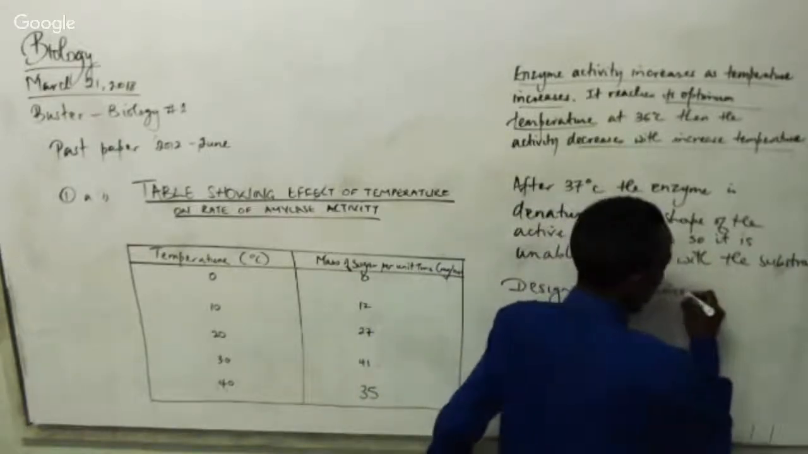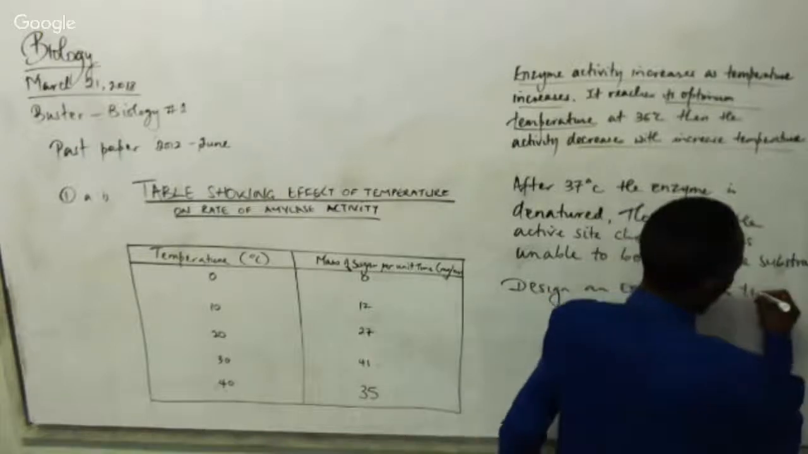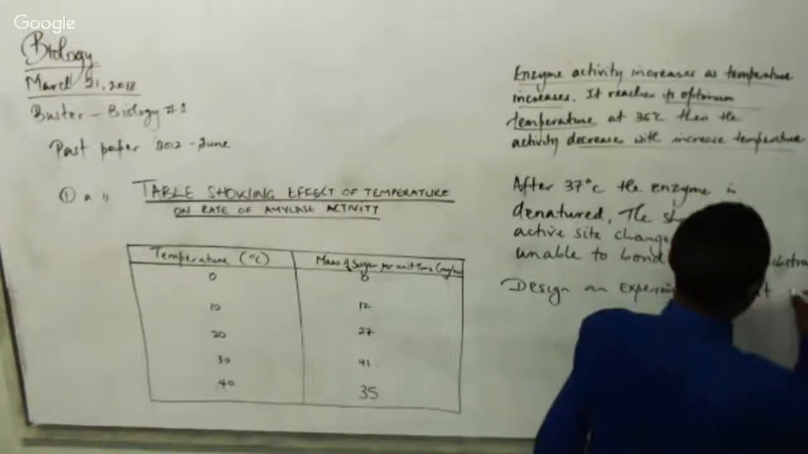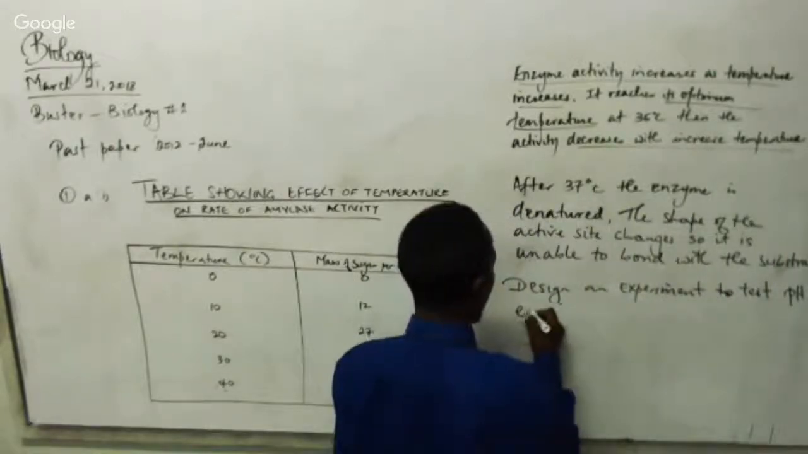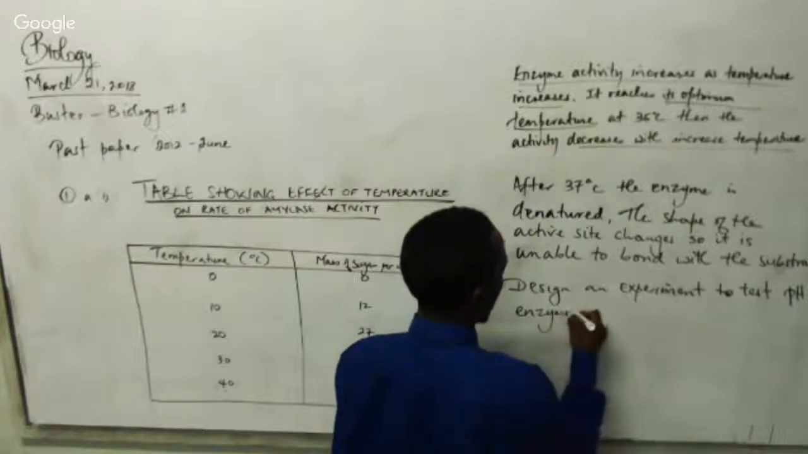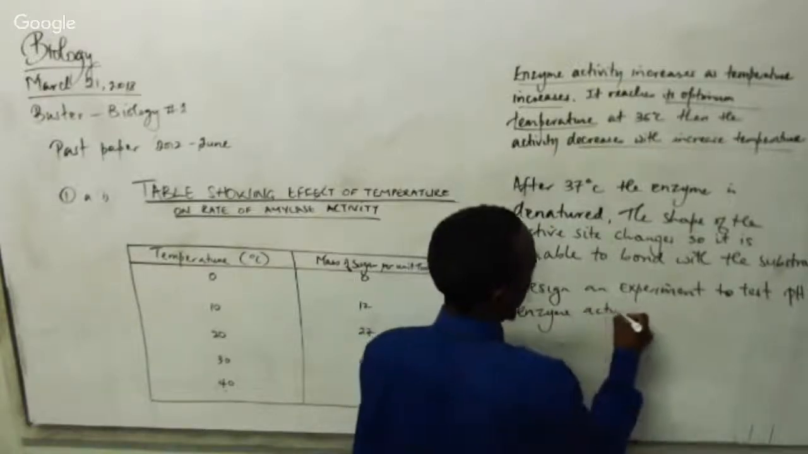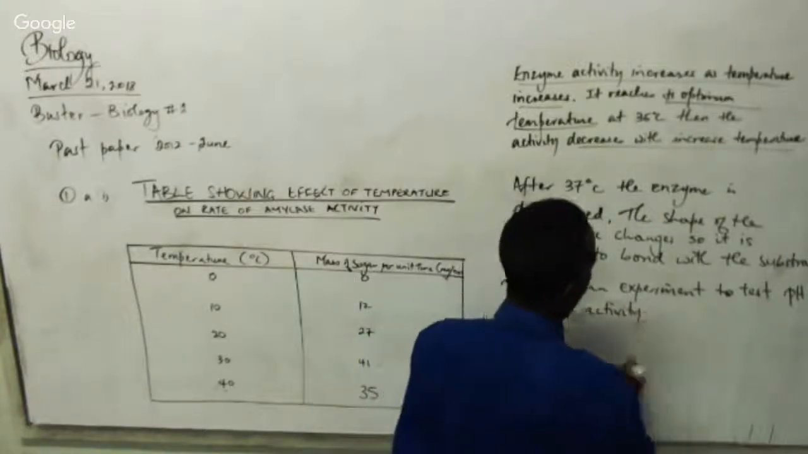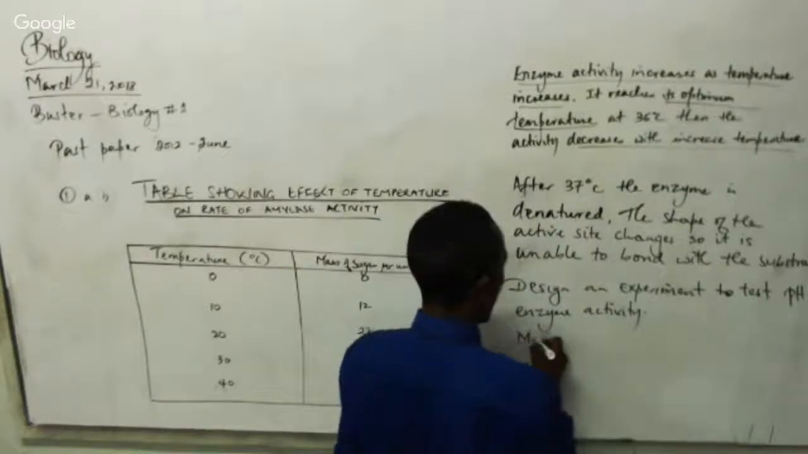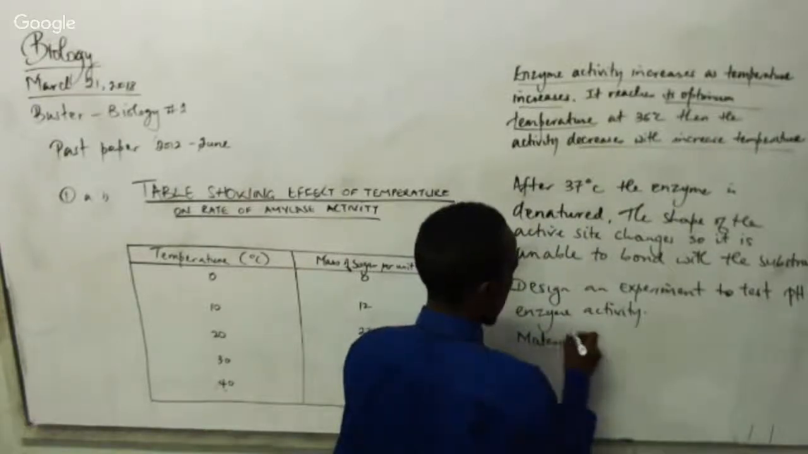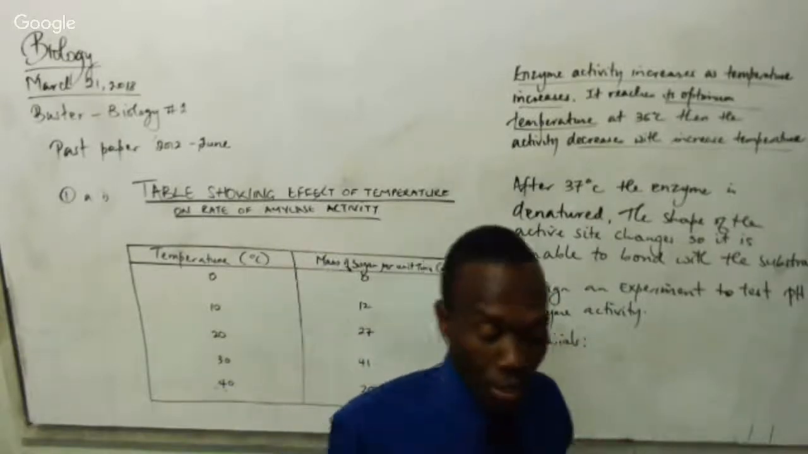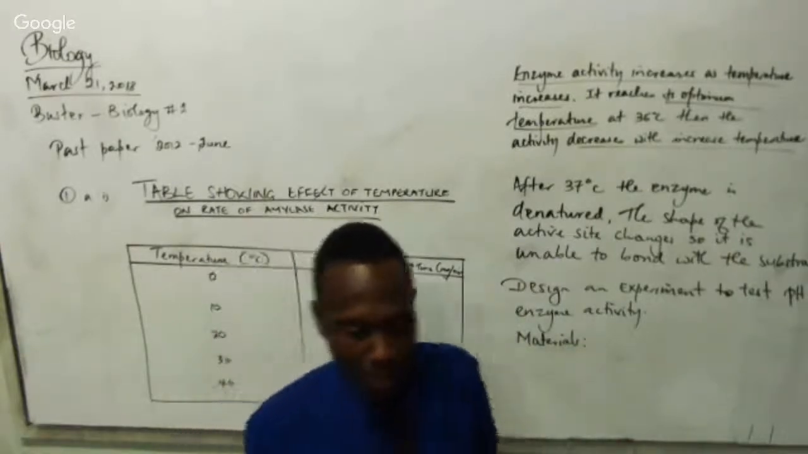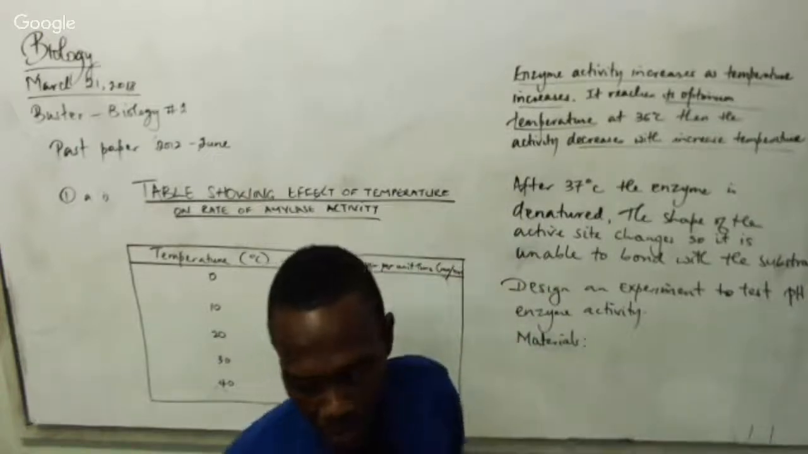Design an experiment to test pH on enzyme. You're going to need materials. Once you have your materials, then you can easily draw a diagram to show how you're going to use the materials, and then you can describe it.